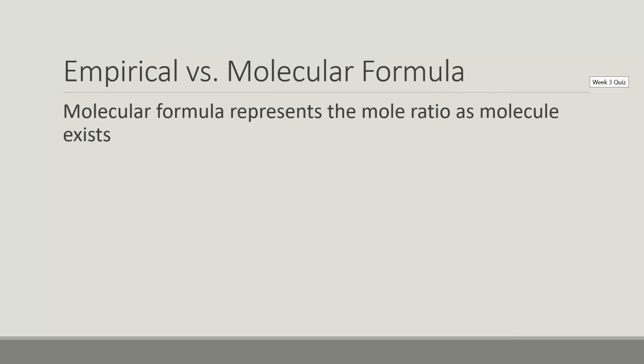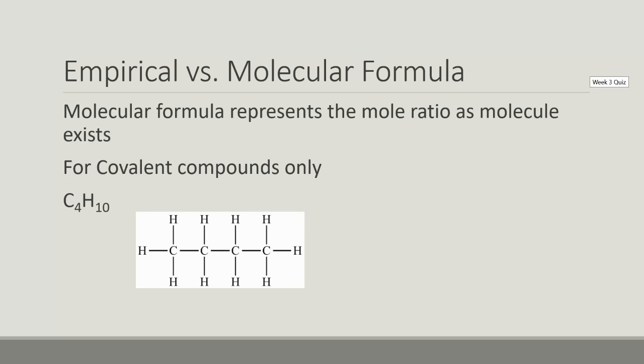So some examples here. Molecular formula is the mole ratio that exists for covalent compounds, not for ionic compounds. For example, even though C4H10 can be divided by 2 as C2H5, the molecule exists as 4 carbons and 10 hydrogens. So even though the empirical formula could be a little bit different than the molecular formula, how the molecule exists is the mole ratio that you usually want to be using when you're dealing with covalent compounds.